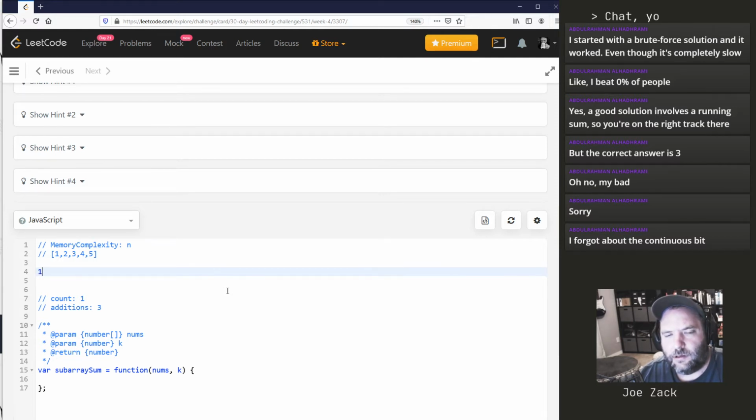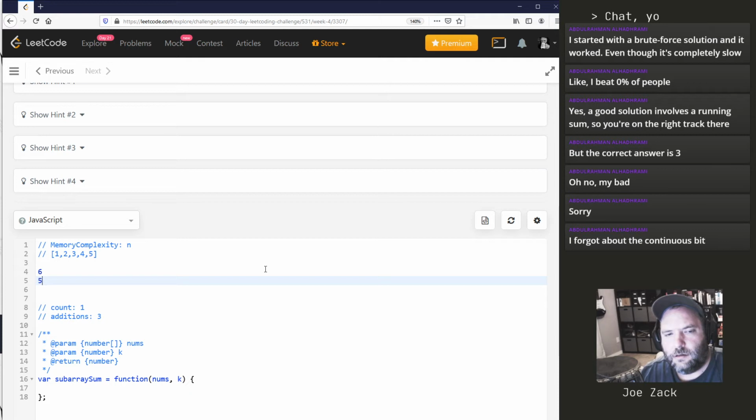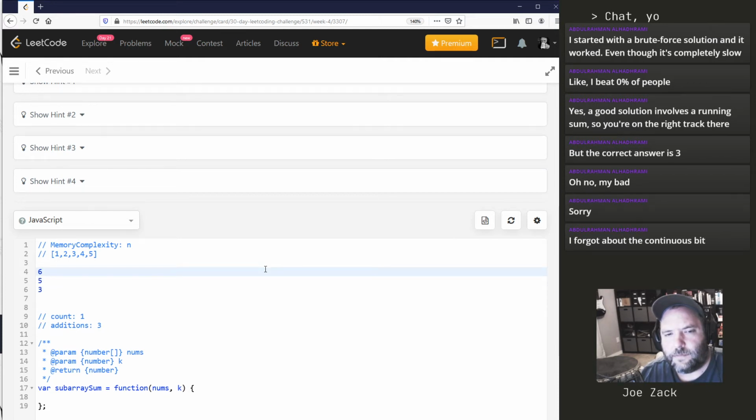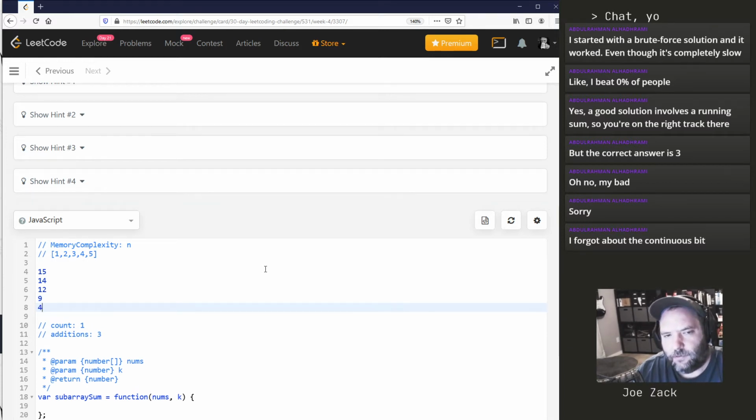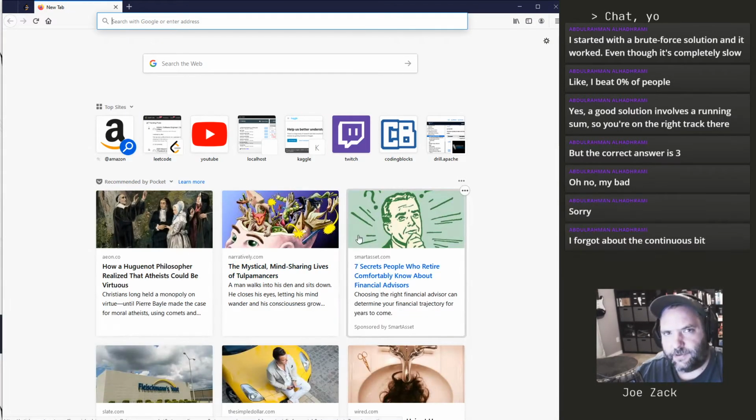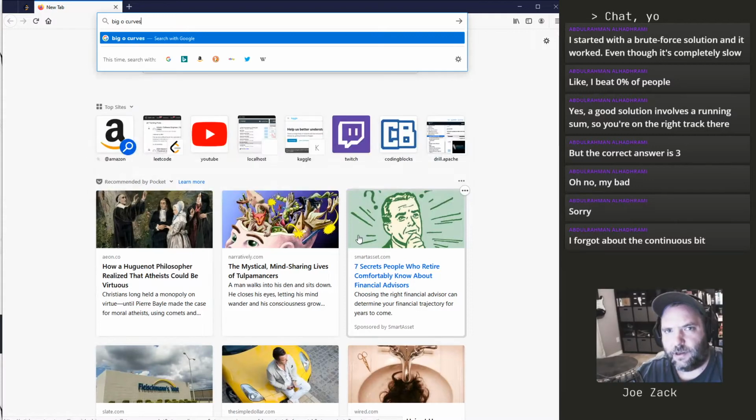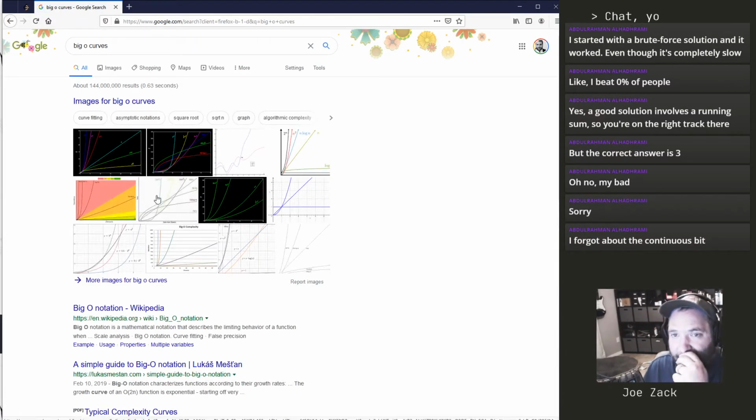So I start with 1. When I add the 2, I can increment it. Add the 2. Add the 3. 6, 5, 3. Add the 4. And then we get the 5. And then 5. Yeah, I mean, I kind of forget what the curve looks like. I'll look at big O curves and see how n factorial fits in there.